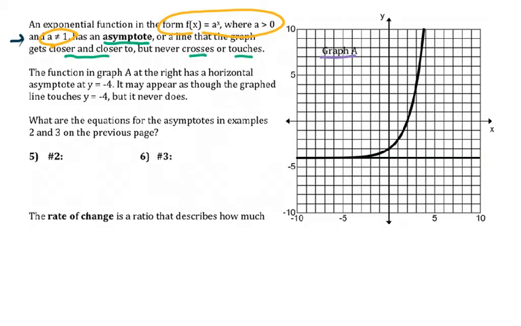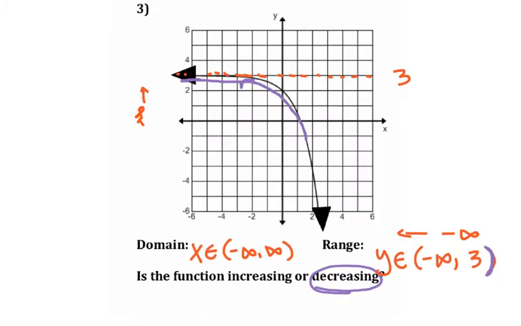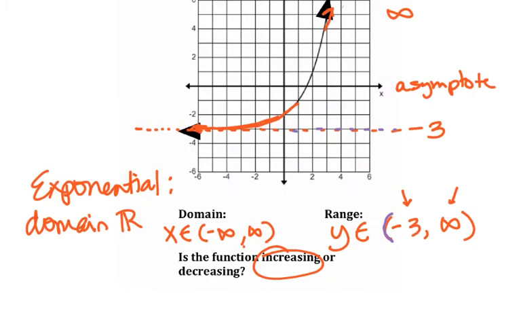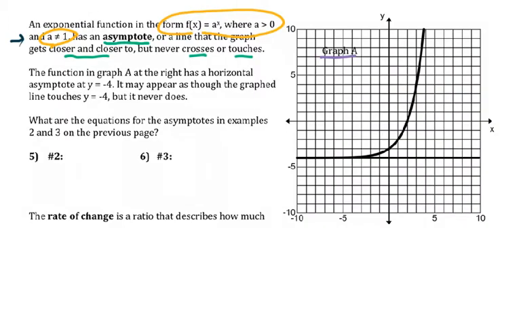What are the equations for the asymptotes in examples 2 and 3 on the previous page? So let's go back and look at 2 and 3. So there's 2. What would the equation for this asymptote be right there? It's horizontal. It goes through the y-axis at negative 3. So we would write y equals negative 3.